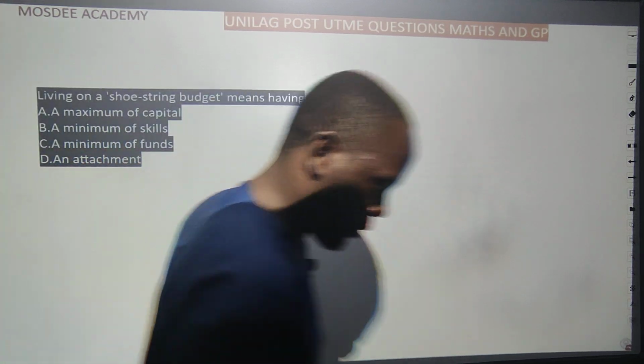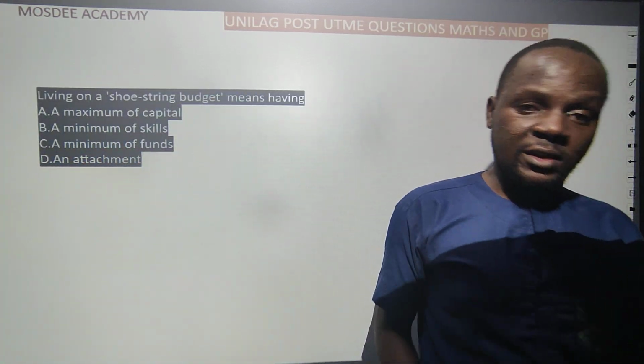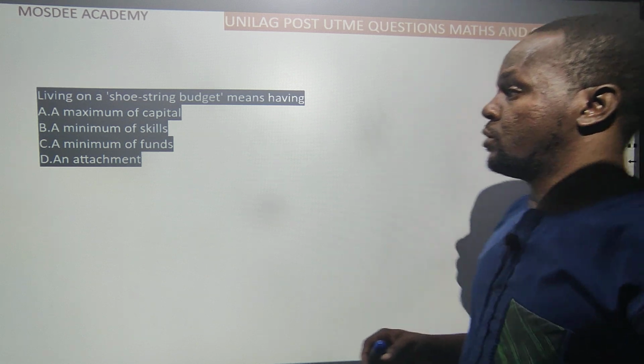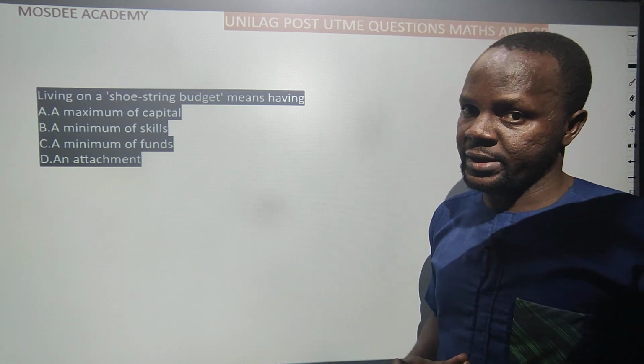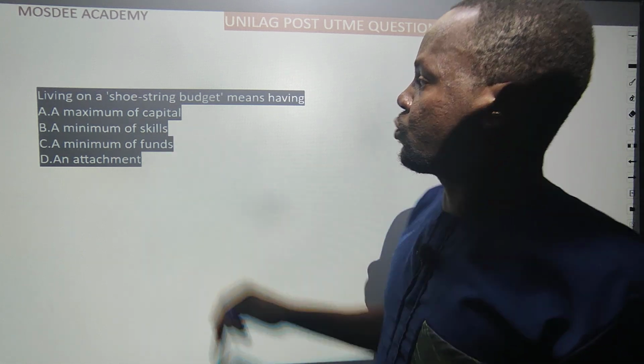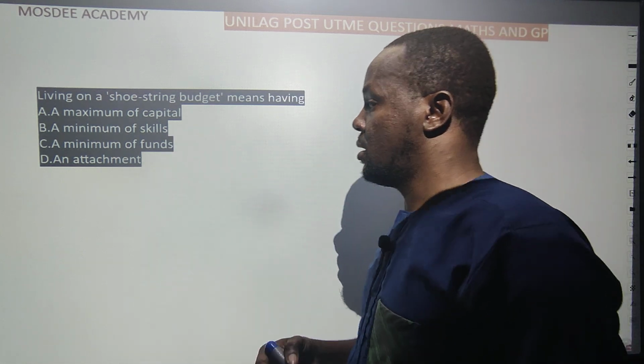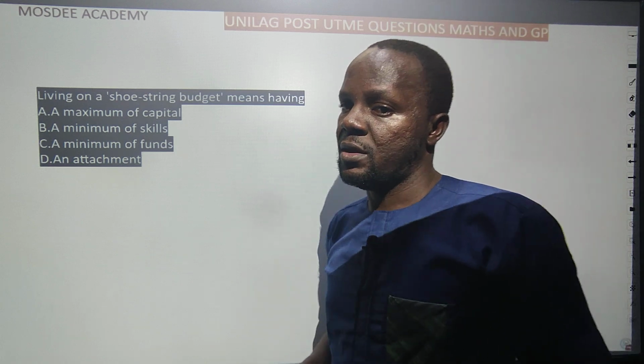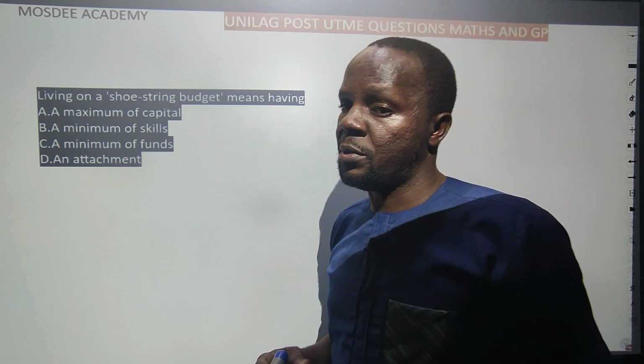Okay, fine. Now we have some current affairs questions, which are also selected from real-time questions. So you can use that. Current affairs, you have to read well. I won't lie to you. You have to read well for Unilag. Living on a shoestring budget. Shoestring means something that is not enough. A very low amount of budget.